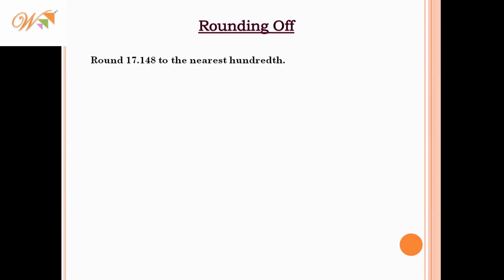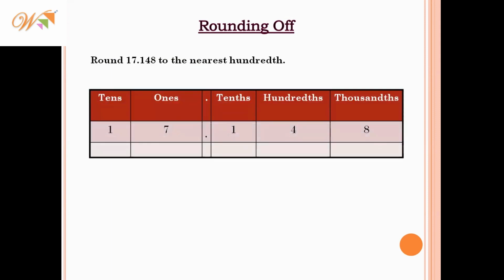So if you remember, how do we place a decimal number in the place value chart? So let's quickly revise it. So this is how the places are written. On the left of decimal we have ones, tens, hundreds, thousands, whereas on the right of decimal we have tenths, hundredths, thousandths. So we will put this in the place value chart: 17 decimal 148.